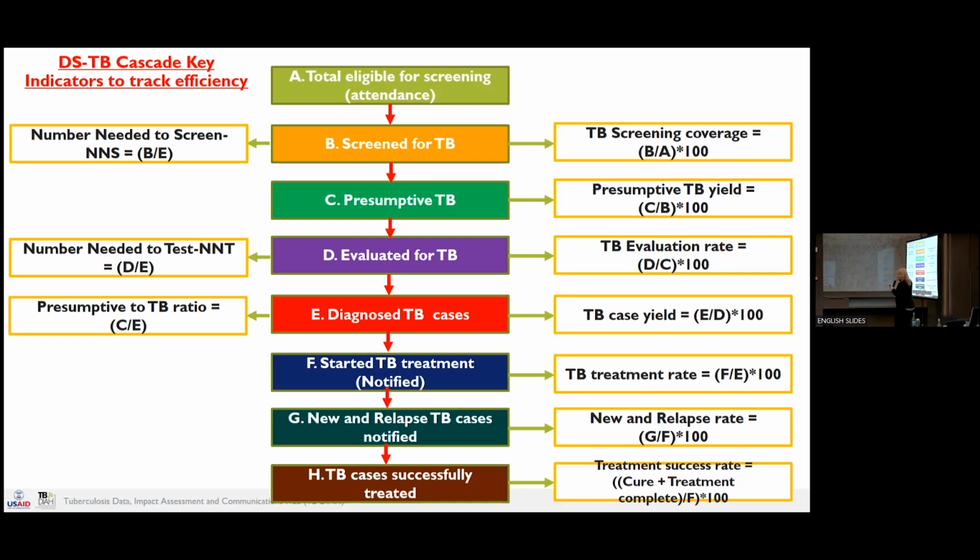A is the total number of those eligible for screening. So what is it? It's 100%. B is those who actually went through screening for TB.